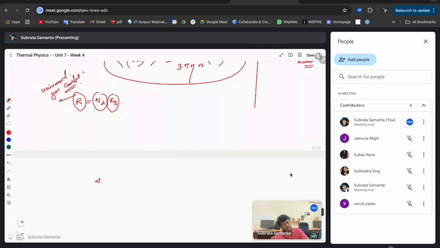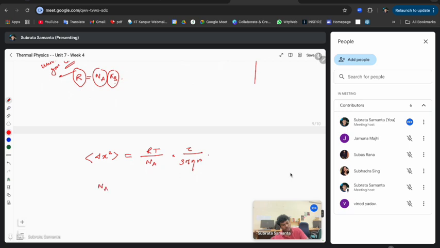So that means the average of delta x square equals RT over Na times tau over 3 pi eta r. So in this case, Na is basically RT times tau over 3 pi eta r times the average of delta x square.